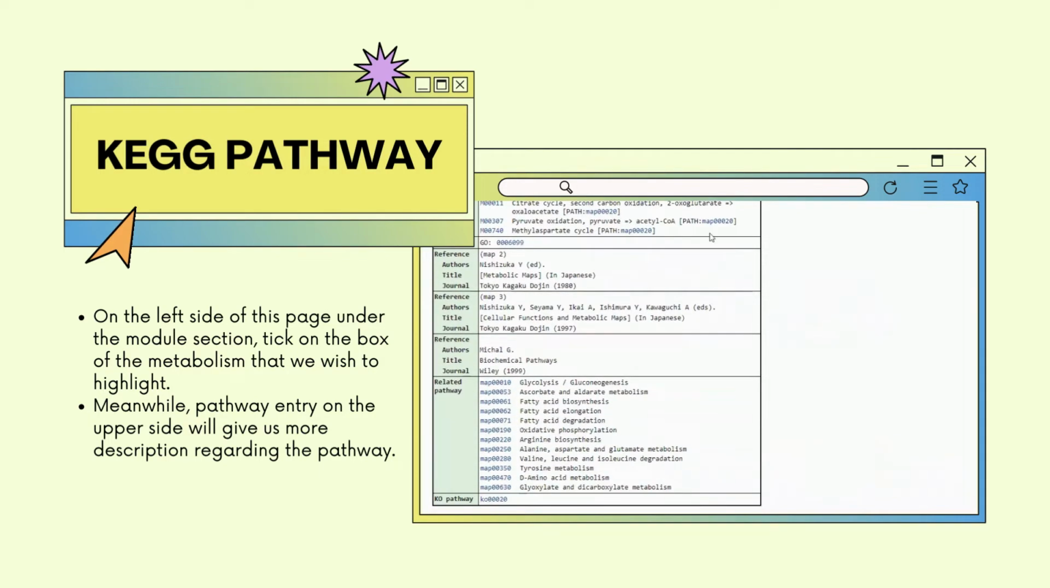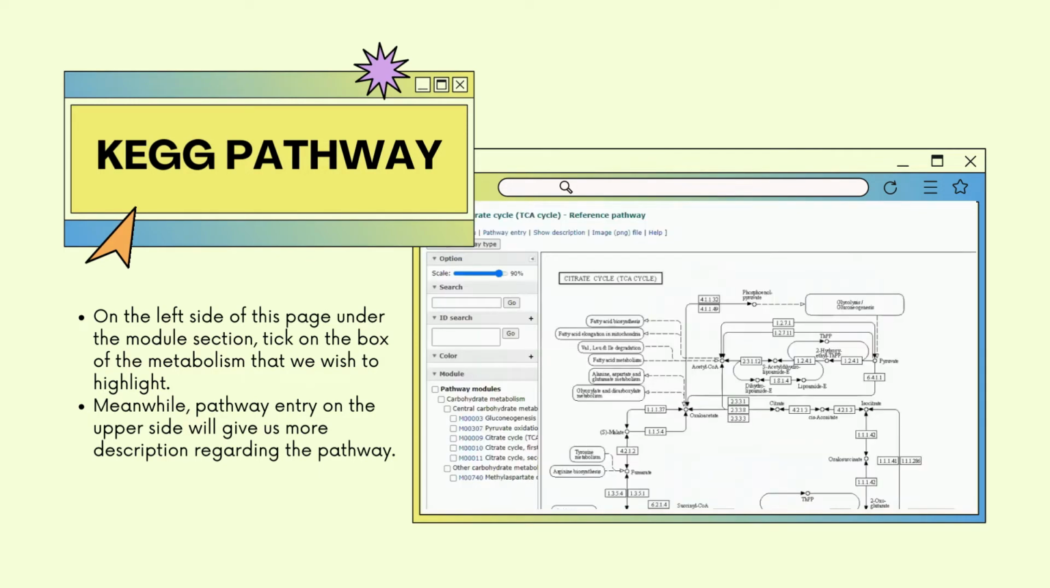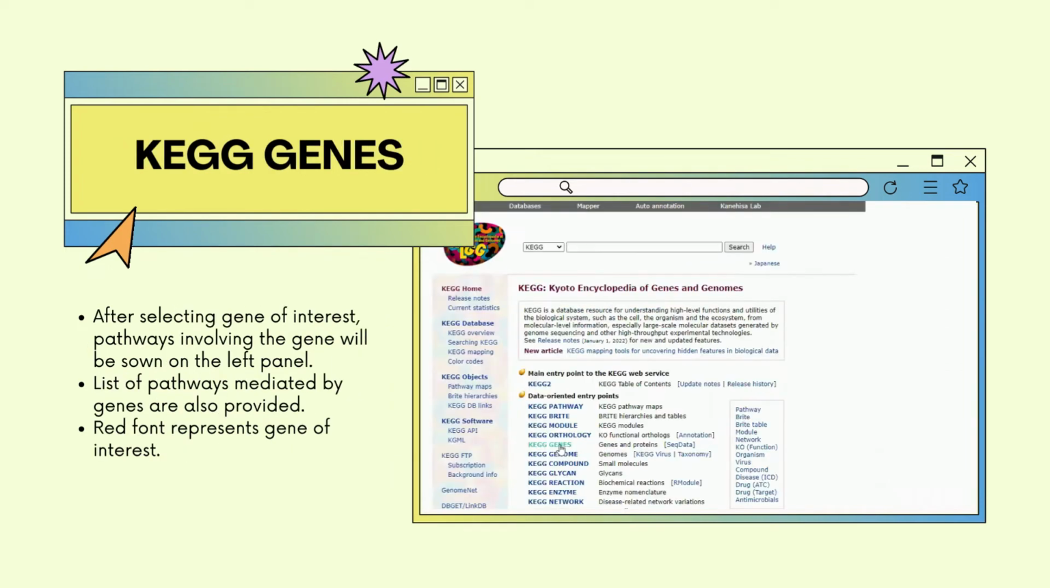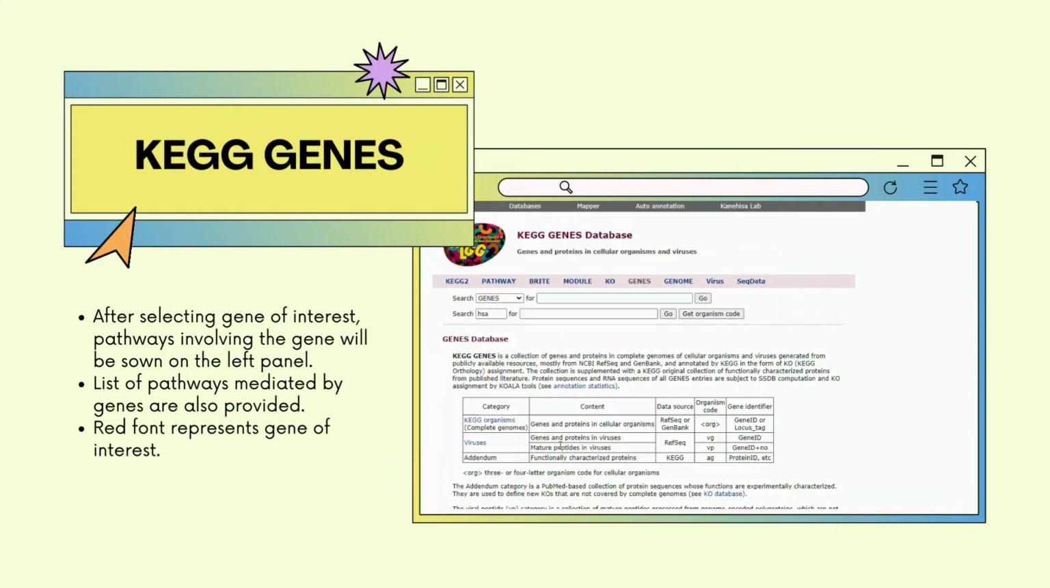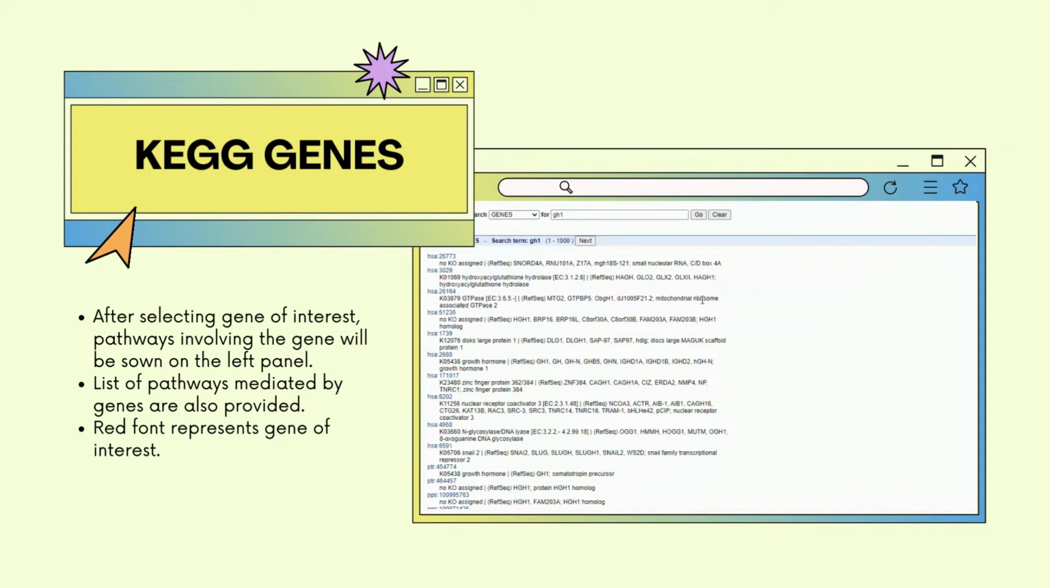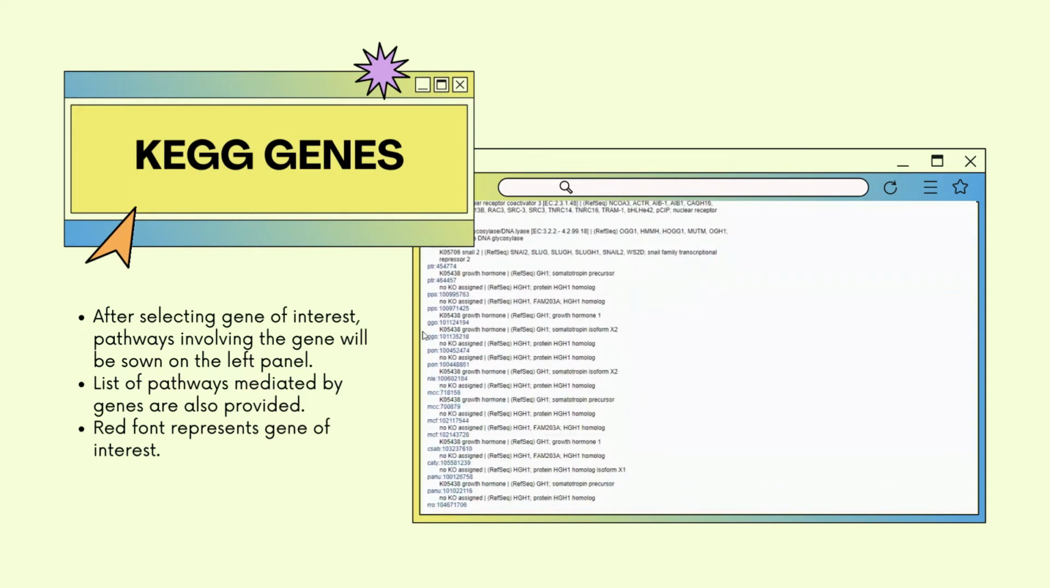KEGG genes. If you're interested in the involvement of a gene of interest in any other particular pathway, go back to the homepage and click on KEGG genes. Click on the search gene box and type your gene of interest. For example, growth hormone single gene. There are more than 1,000 pathways involving growth hormone genes, and the HSA on the right side represents Homo sapiens.